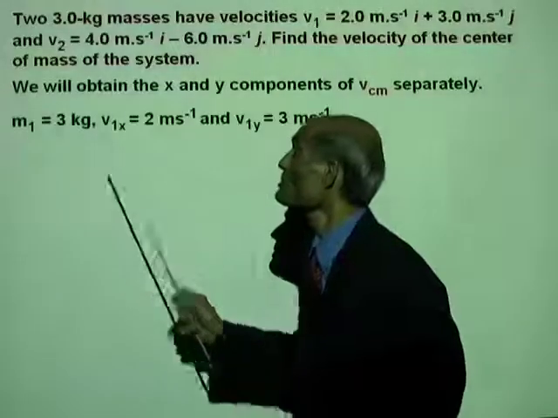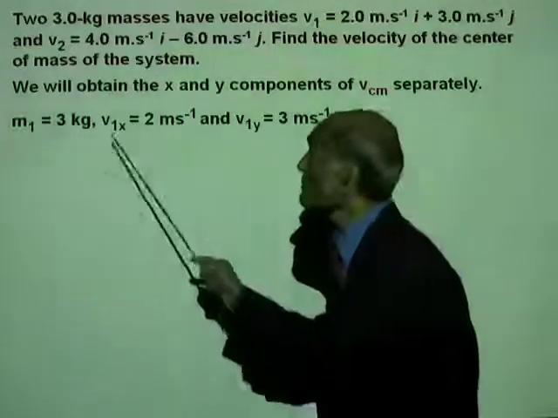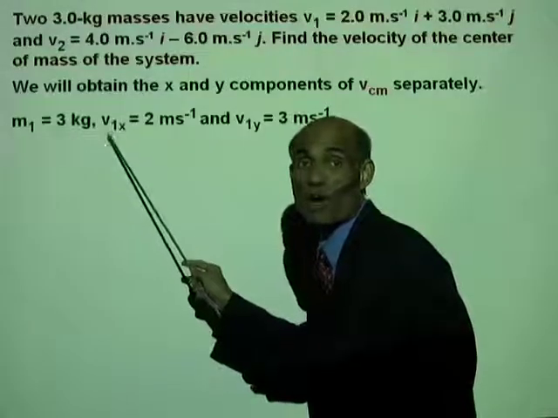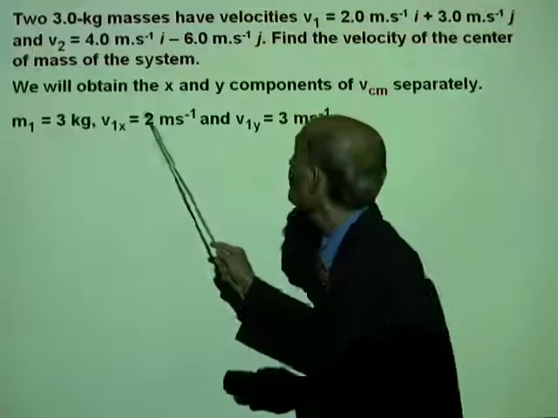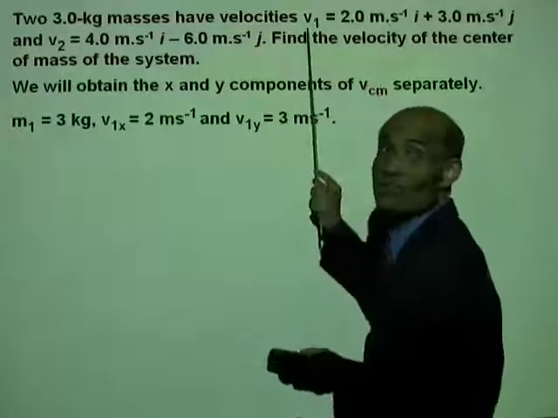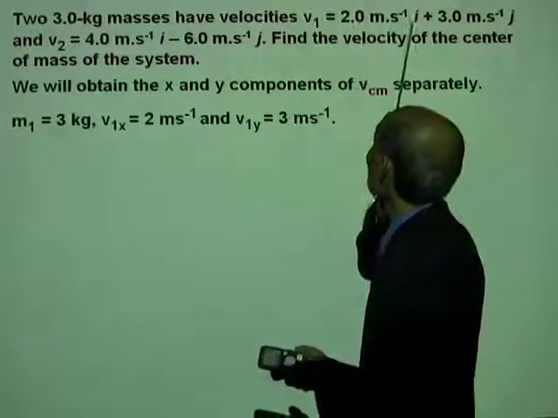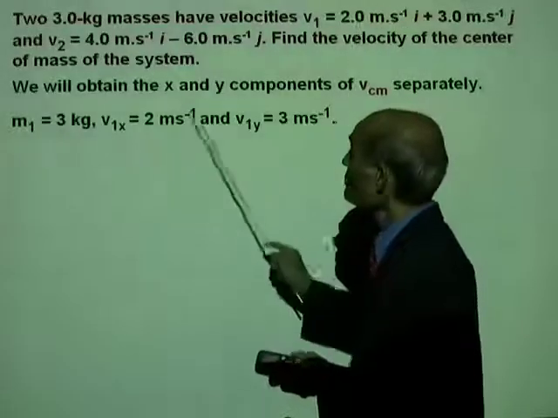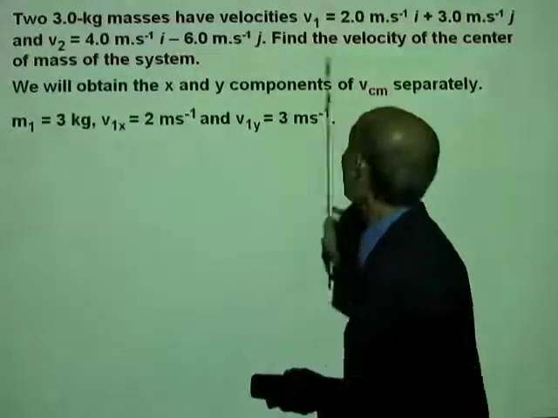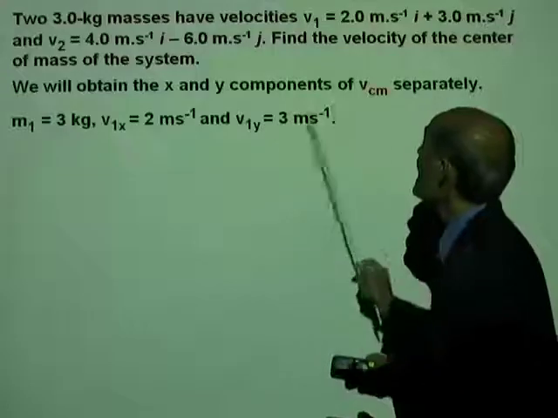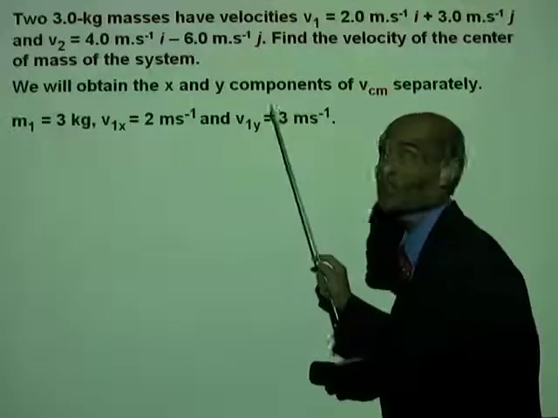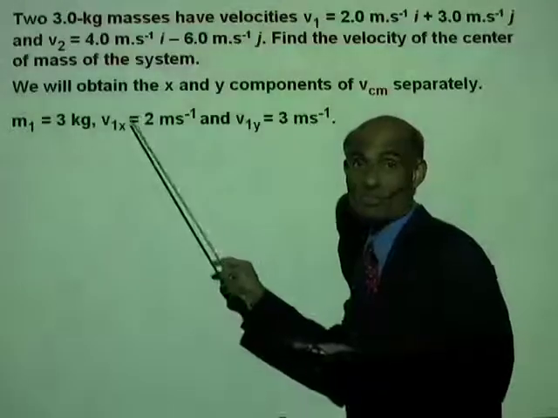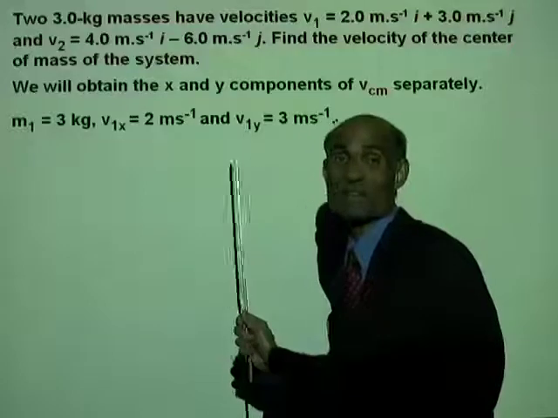Now, m1 equal to 3 kilogram, v1x, the velocity of the first object in the x direction, is 2 meter per second. Is that right? v1 equal to 2 meter per second i. That 2 meter per second is the velocity in the x direction, so that is your v1x. And the 3 meter per second j is the velocity in the y direction. v1y equal to 3 meter per second. I hope you understood how I identified that.